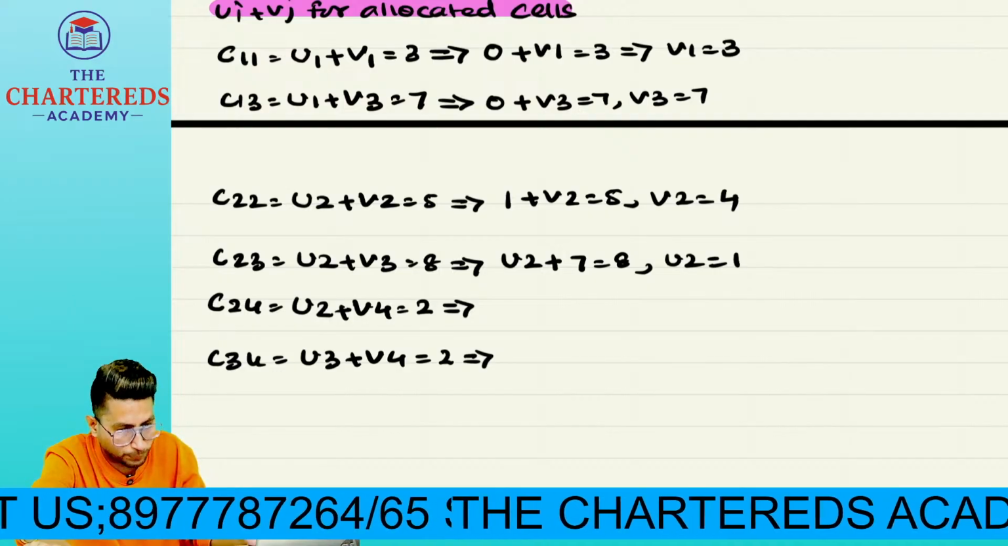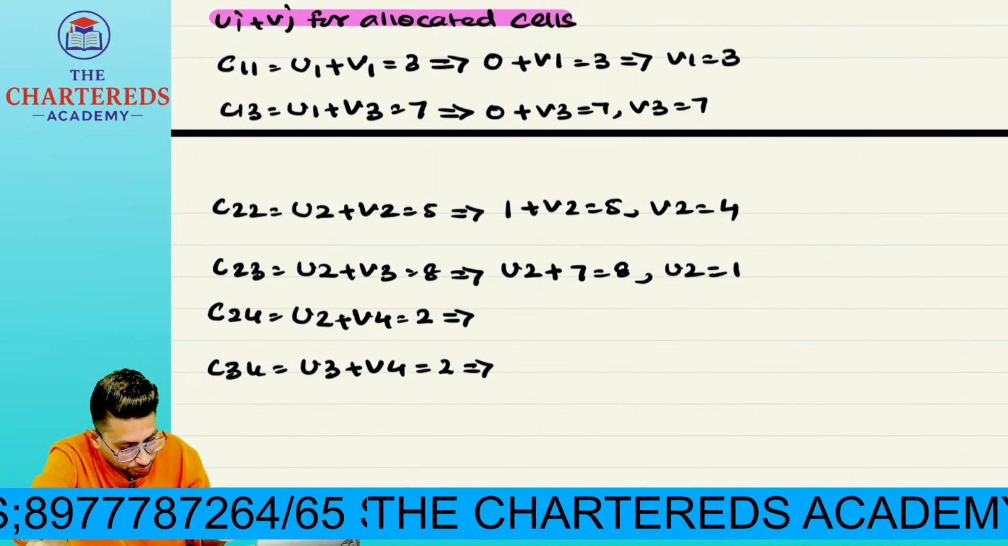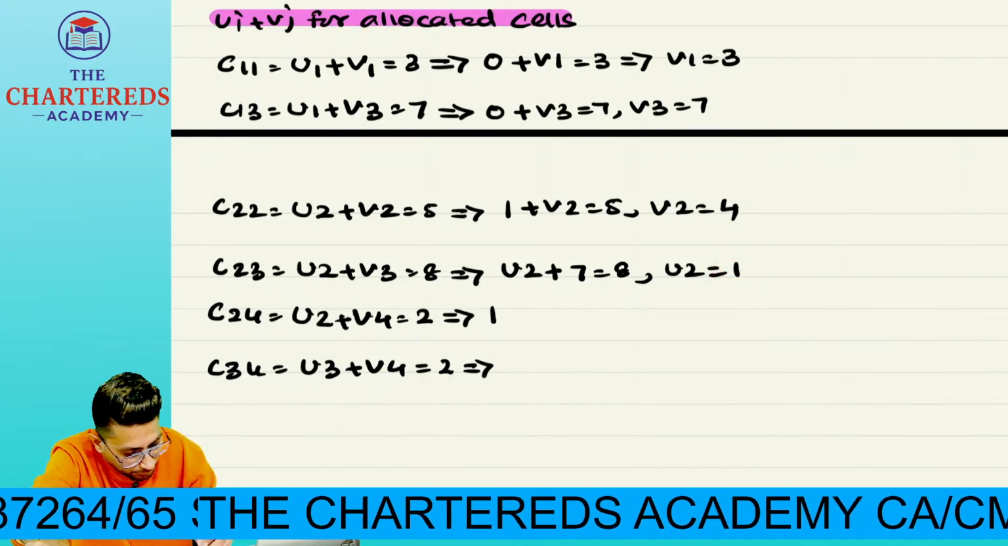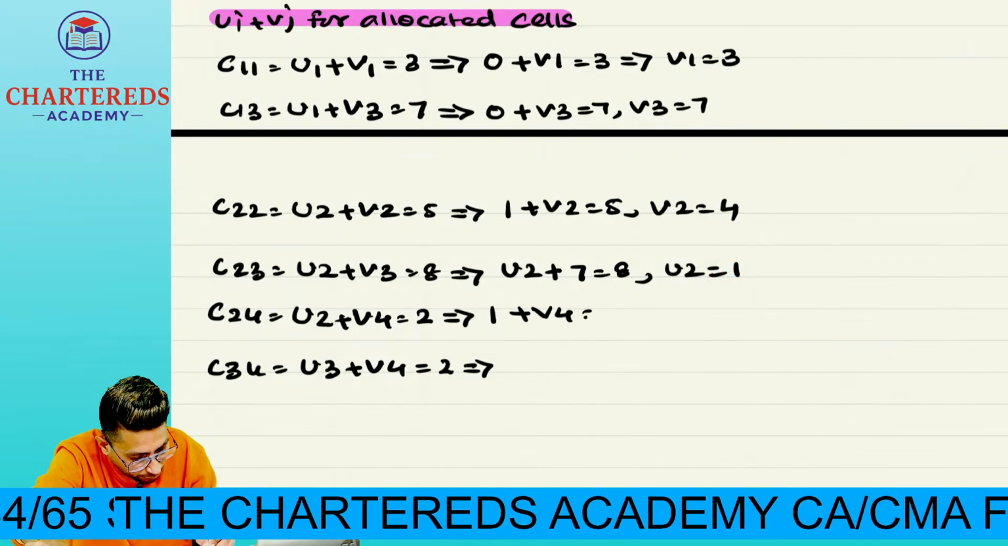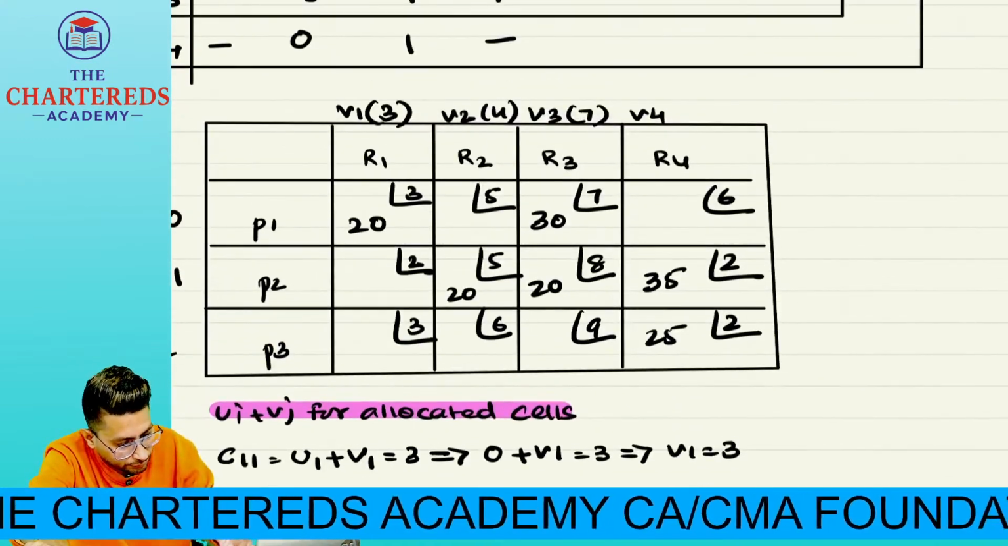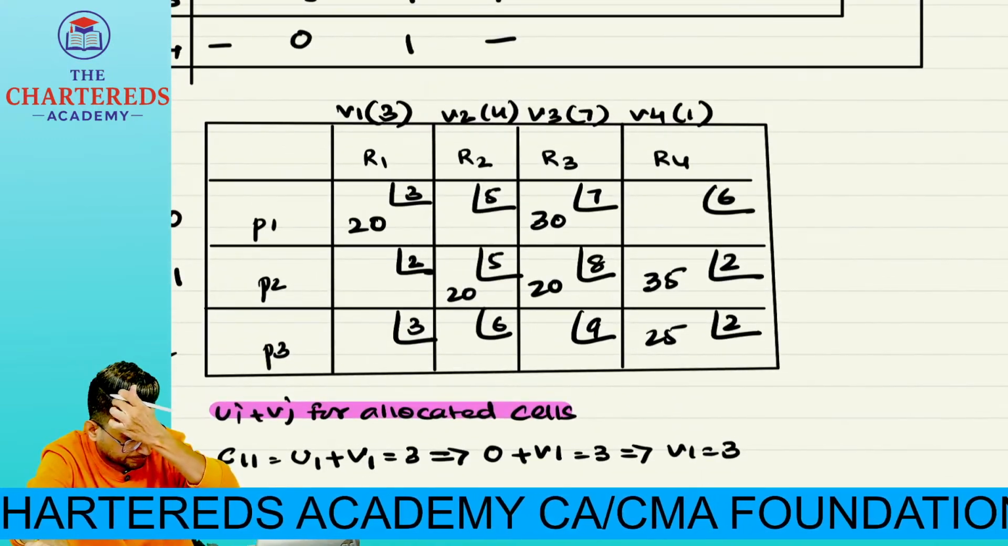Next, u2 plus v4 is equal to 2. u2 is 1, so 1 plus v4 is equal to 2. Then v4 will be equal to 1.